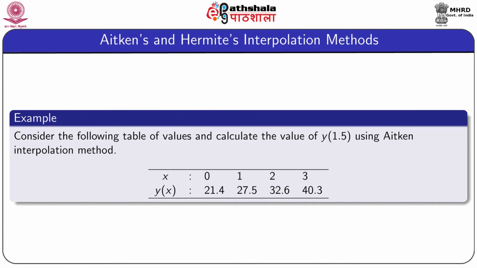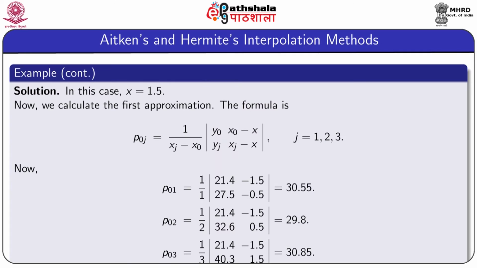Now, let us consider one example to explain this method. For this given table of values x and y, we have to determine the value of y when x equals 1.5 using the Aitken iterated interpolation method. In this case x equals 1.5 is given. Now, we calculate the first approximation, that means we generate the polynomial of degree 1 for j equal to 1, 2 and 3, because the number of points given in this problem is 4.